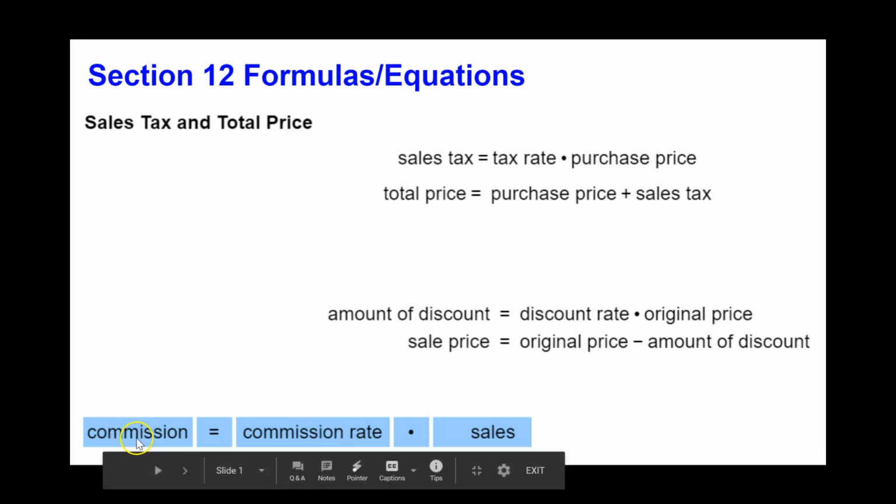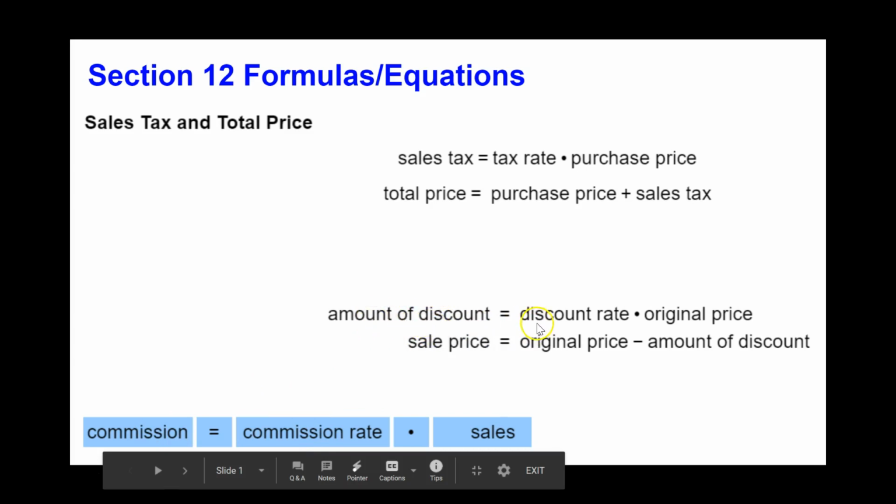So commission is whatever you get paid. The more you sell, the more paycheck you get. Obviously commission can hurt you, because if sales are really bad or business is really slow, then they don't have anything to multiply by to give you a paycheck.